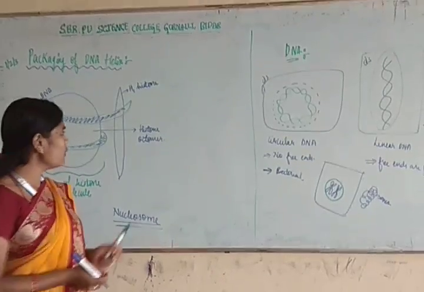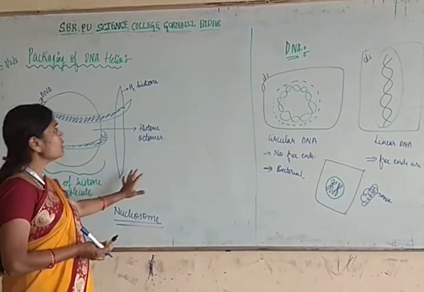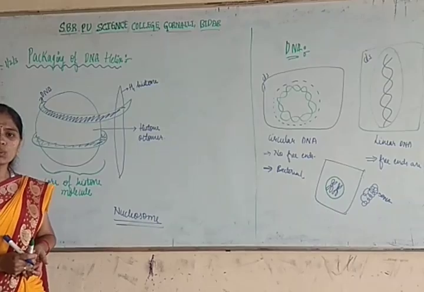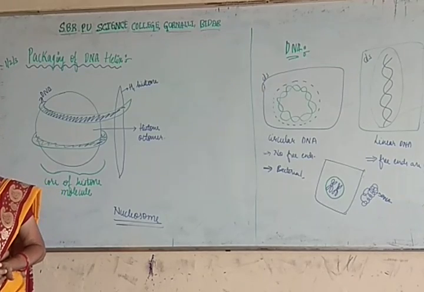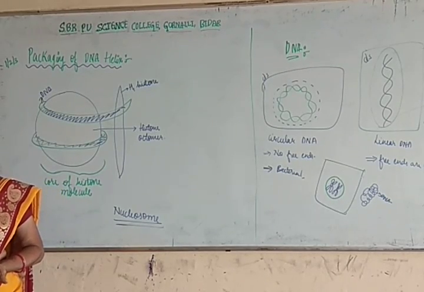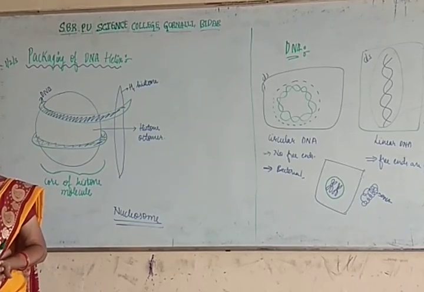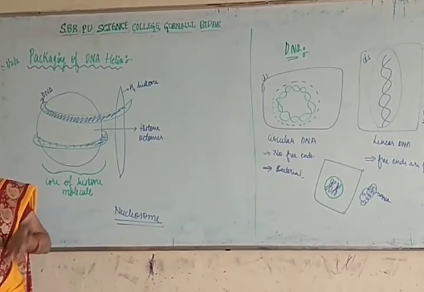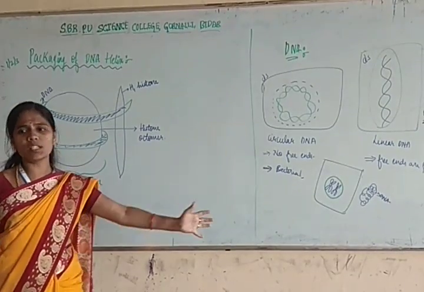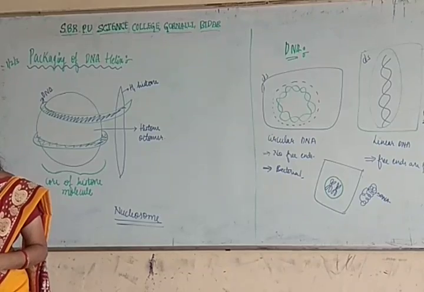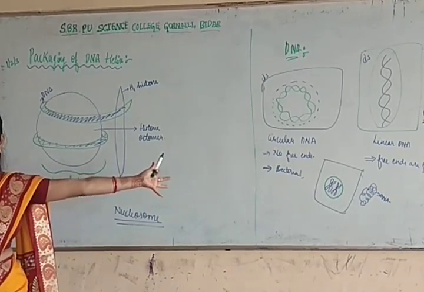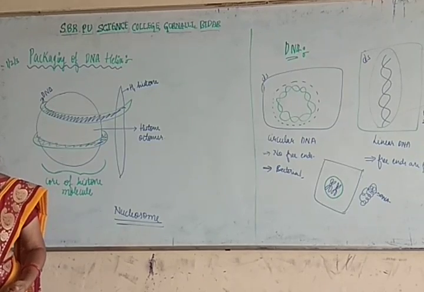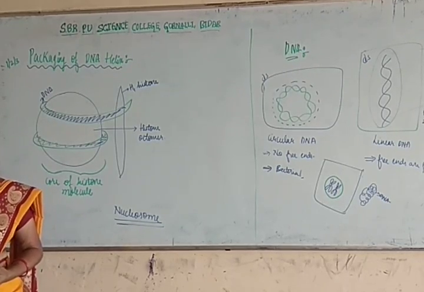Now let us talk about the packaging of DNA. I have already repeated many times that the length of the DNA depends upon the number of nucleotides present in the polynucleotide chain, isn't it? If you talk about the length of a human DNA, in a eukaryotic cell, the length of the DNA is 2.2 meters. This is more than this much, the way the girls are using, it is exactly near to that one.